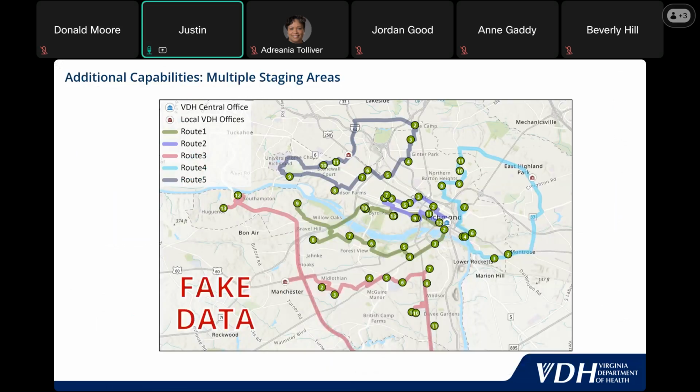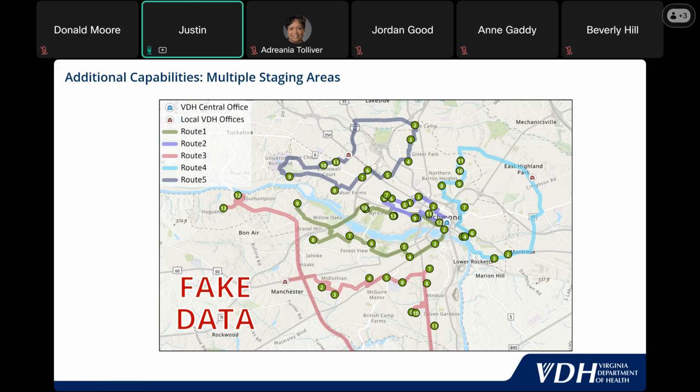All right, some additional capabilities that we have. We can create multiple staging areas. The other maps I showed you had all of our routes originating from just the VDH central office. This one uses some local VDH offices so that teams can start from different areas. You can see that we have a local health district in East Highland, a local health district out on the west end here, and then one down on the south side of Richmond and Manchester.